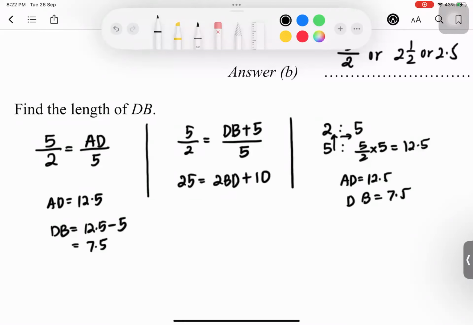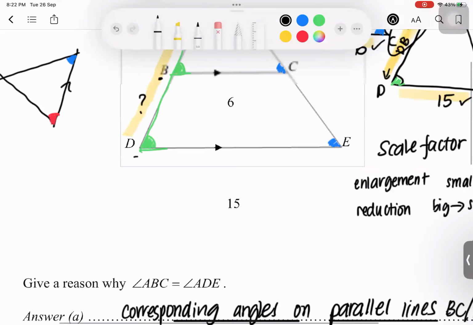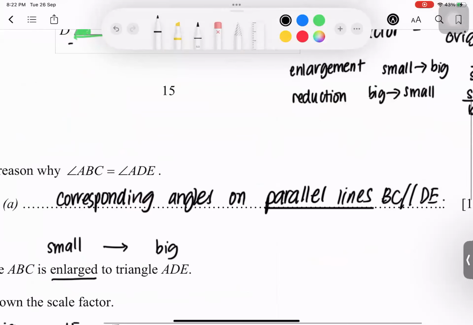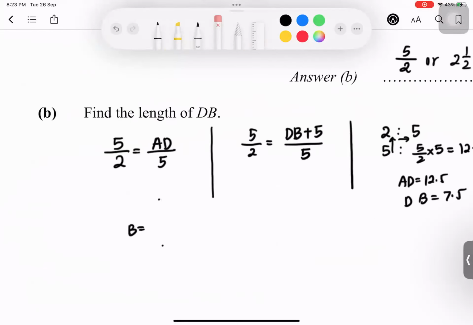Did I do wrongly? 15 equals to 2BD. Can you check for me? Is this wrong? Did I do wrongly? I think my brain not working very well. Is the answer 12.5? Is it 12.5 or my brain not working? 5 divided by 2 times 5. Is it correct? Is it 12.5? Cannot be distracted. Anyone help me? Do my calculation again. Is it 12.5?